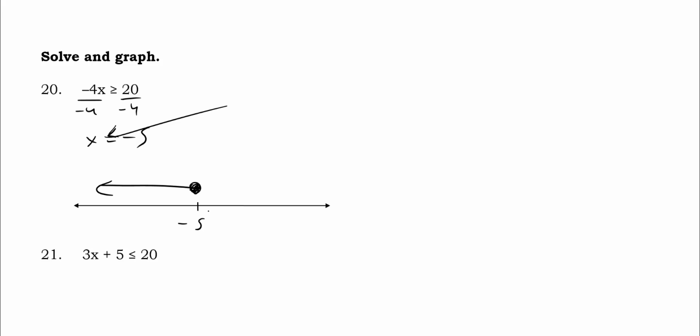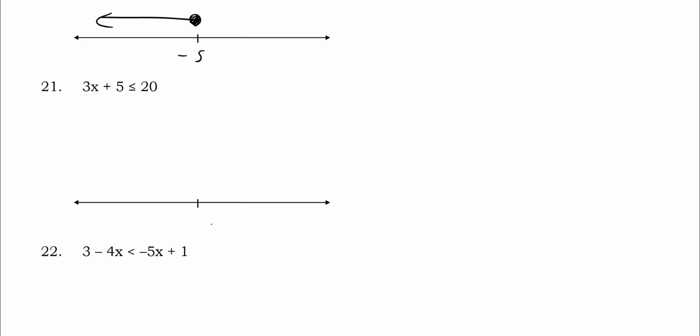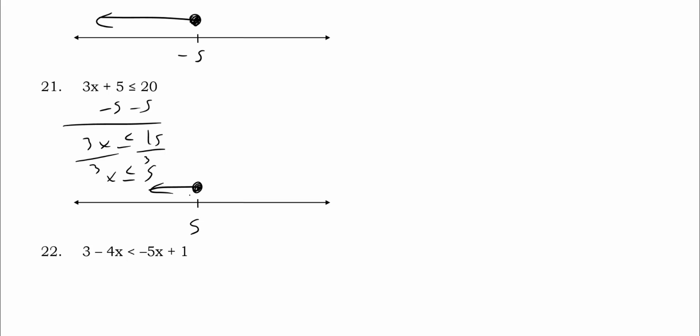Okay, so the next one, subtract 5. So 3x is less than or equal to 15. Divide by 3. X is less than or equal to 5. So put a 5 there. It's a solid dot, and it also points that way.